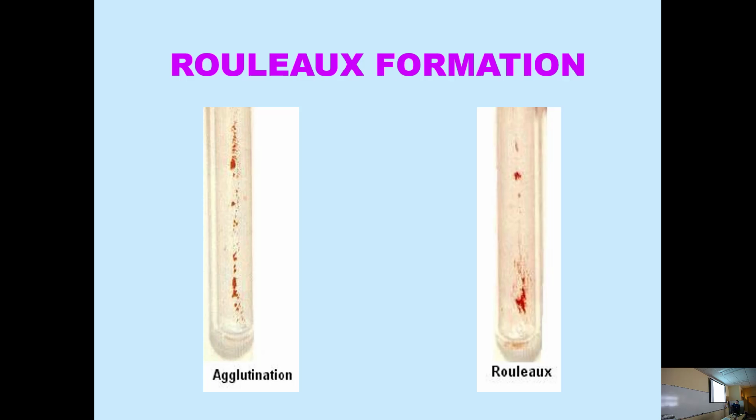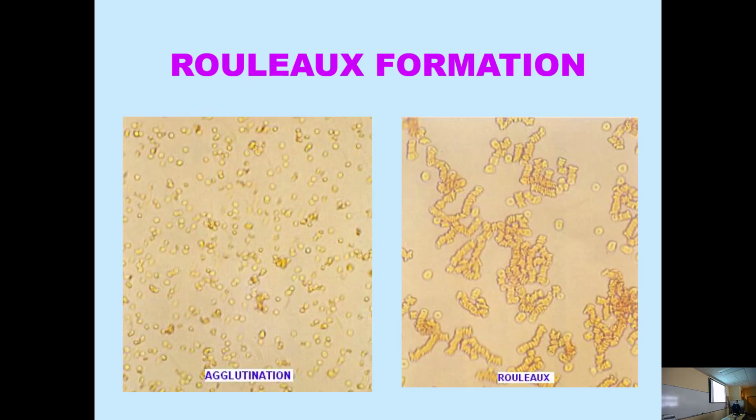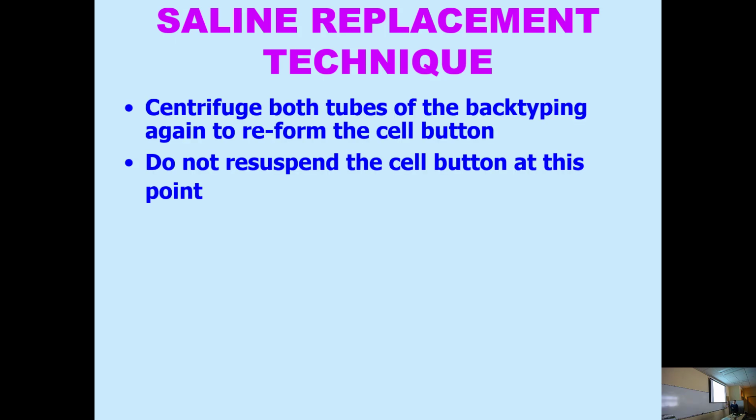So here's what agglutination looks like. Here's what our rouleaux looks like. Can you really tell the difference? Not really. They're pretty similar. When you look under a microscope, when you're suspecting rouleaux though, this is what agglutination looks like. These little clumps of cells. This is what rouleaux looks like. Now, this is obviously more rouleaux than this is agglutination, but you can see how they're stacked all together. That's rouleaux. So, in this situation, we do a saline replacement technique.